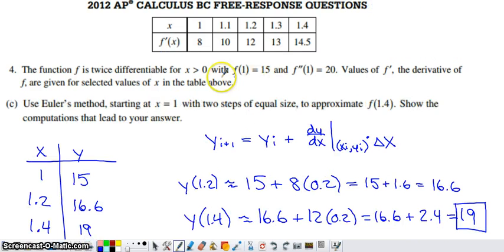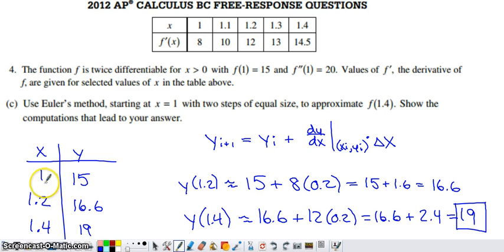When we check out part C, it wants us to do another estimate for f of 1.4. This time we're going to use Euler's method starting at 1 with two steps of equal size. So if you know the algorithm for Euler's method, you're going to generate your new y values by taking your previous y value, adding on the slope of the tangent line at your previous ordered pair, times whatever your step size is, whatever your distance between x values is.